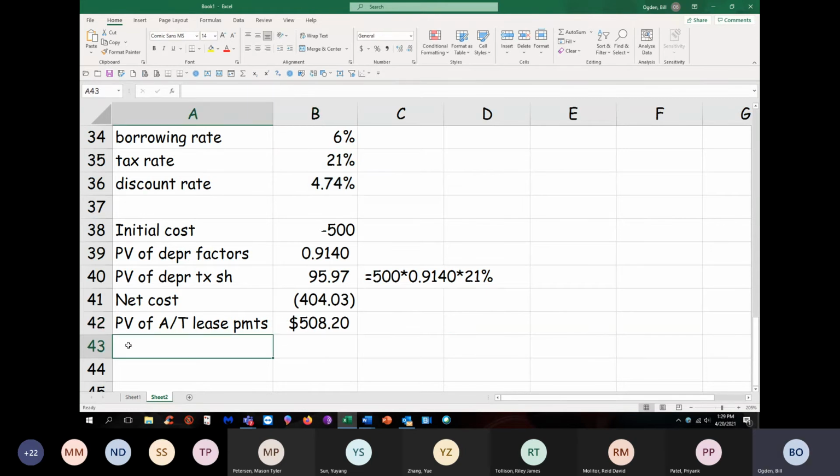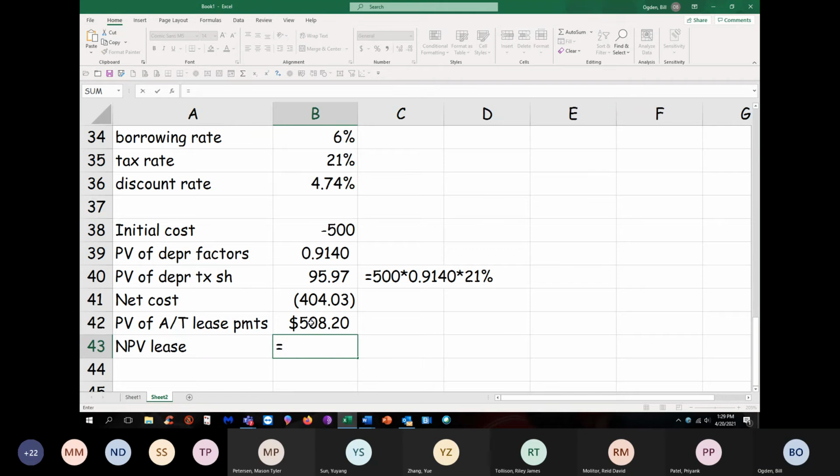All right, then I take the NPV of this lease. This one plus this one. I get 104.17. All right, one last thing we need to do here, and that would be, let's find the minimum payment that this lessor should be willing to accept.